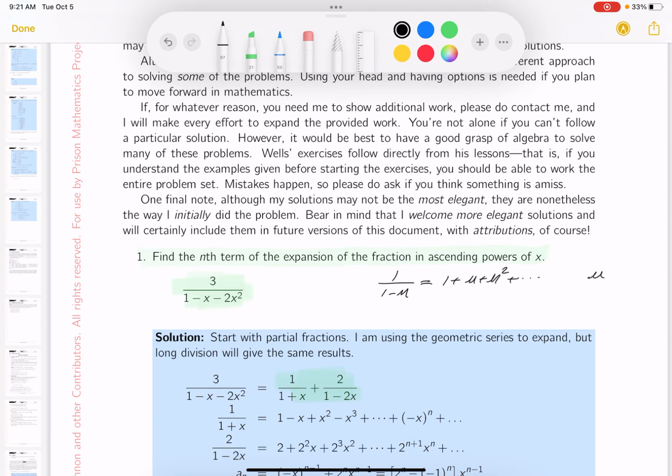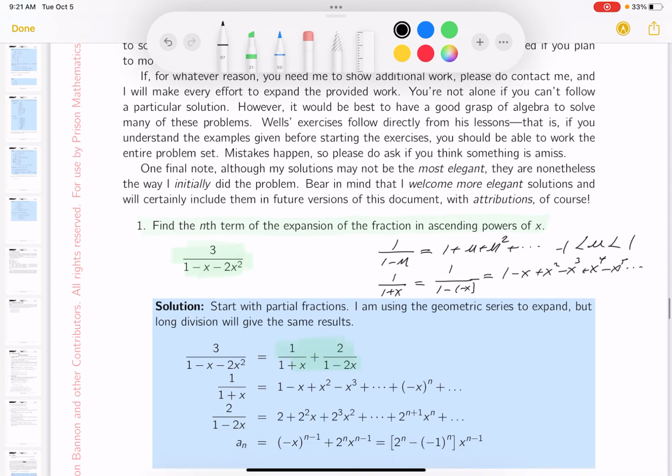This is with the understanding that u is between -1 and 1. And what do I see over here? I see 1 plus x. Your first thing to do is write this down: 1 over 1 minus x. So what's u? It's actually minus x. So what would this expand to? 1 minus x plus x squared minus x cubed plus x to the fourth, minus x to the fifth. I think you get the idea, and it goes on forever. All right? So that's all I did over there.